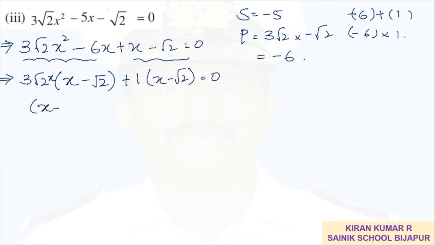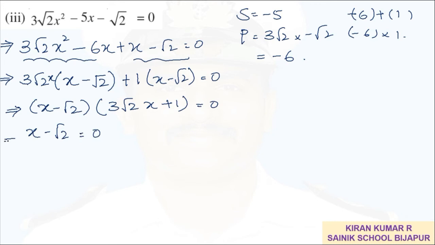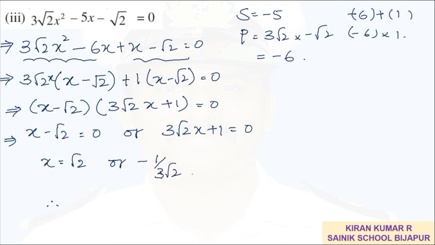Therefore, in the next step, I can take x minus root 2 common. Left out is 3 root 2 x plus 1 equal to 0. By the product rule, either x minus root 2 equal to 0 or 3 root 2 x plus 1 equal to 0. The value of x is positive root 2 or negative 1 by 3 times root 2. Therefore, root 2 and negative 1 by 3 root 2 are the roots.